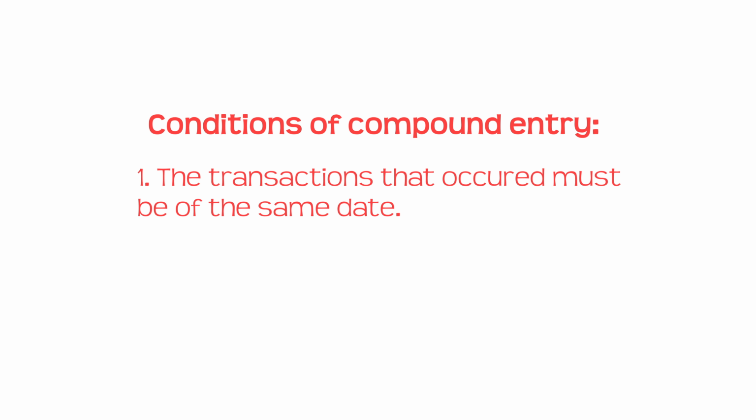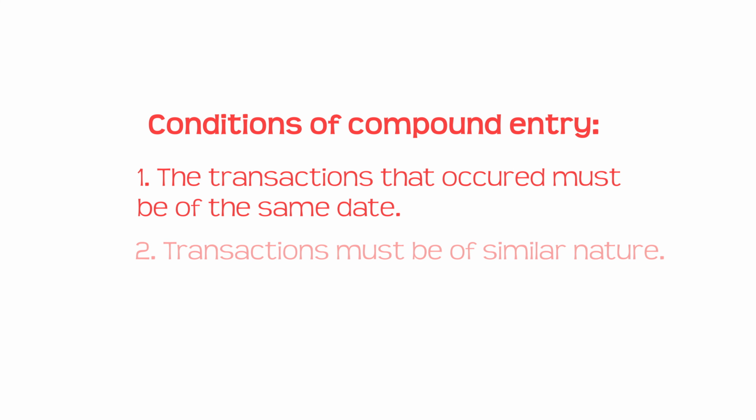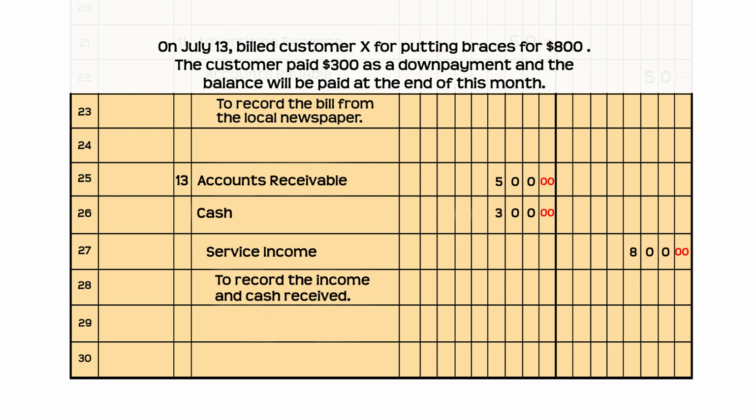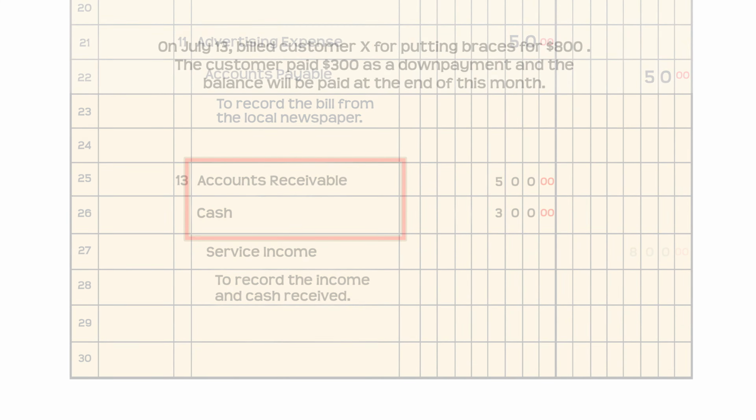First, the transactions that occurred must be of the same date. Second, transactions must be of similar nature. For example, all transactions must involve cash payments. The July 13 transaction is recorded through a compound journal entry because it has two debits.